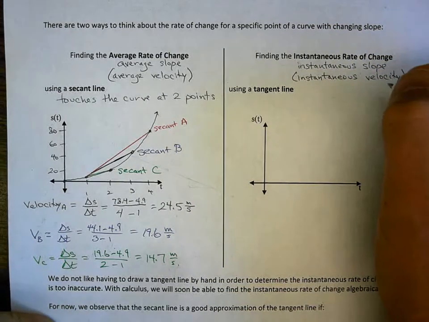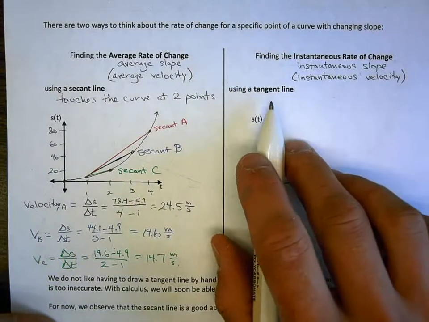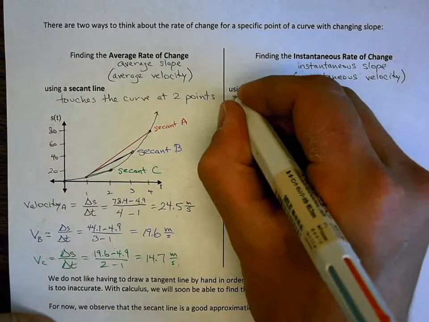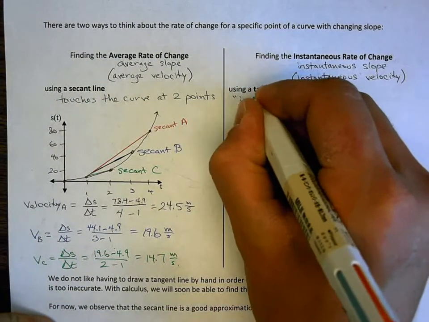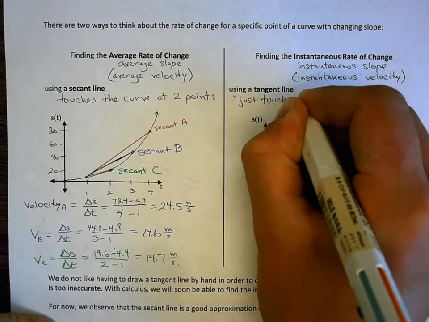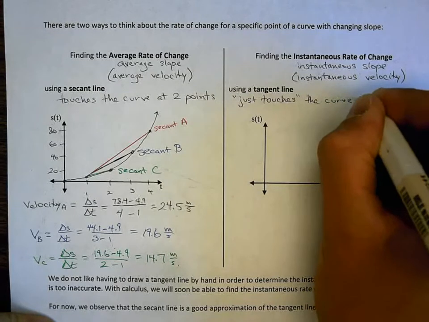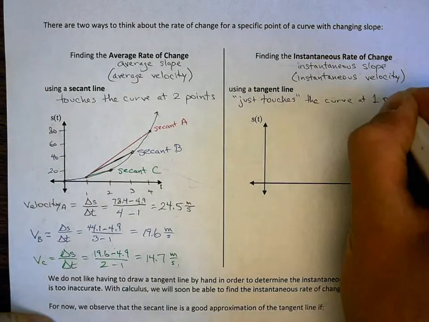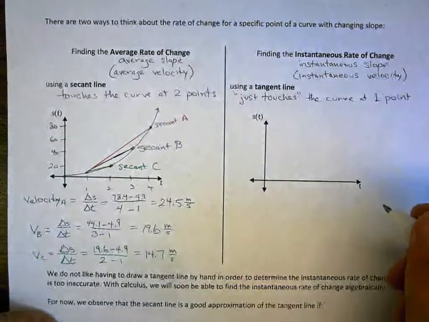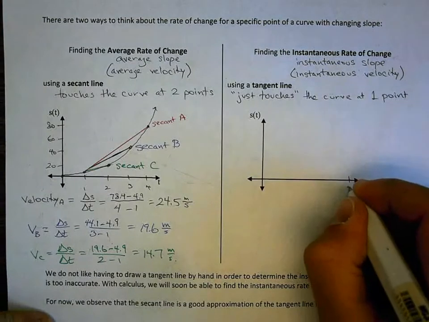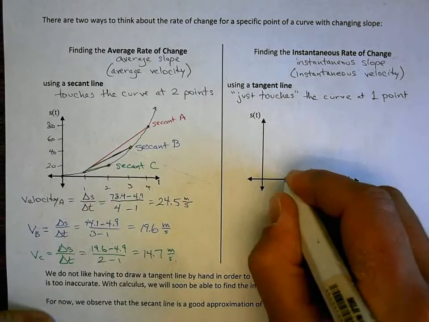To find the instantaneous velocity, we need a tangent line. The tangent line is a line that just touches the curve at one point. Okay, let's take a look. Let's graph this again for the 100th time, basically.